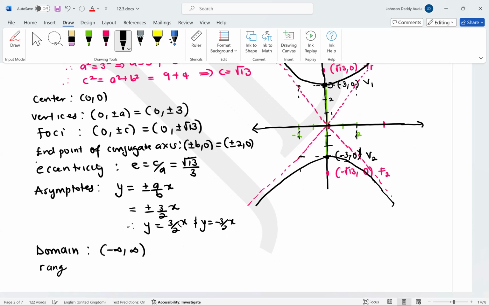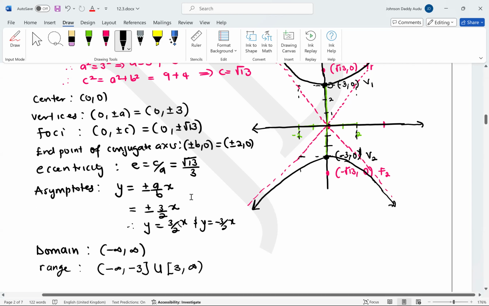But if you talk about the range, what will be the range? The range is the values of y. You see, there is a space here. Remember, we're not taking the red lines, the asymptotes, when you are considering the range. So you go from minus infinity, the lower part is going to be from minus infinity, then you stop here, which is minus 3, closed, union. Then you go to the upper part, which is going to be from 3 to infinity. All right, so that is that for question A.